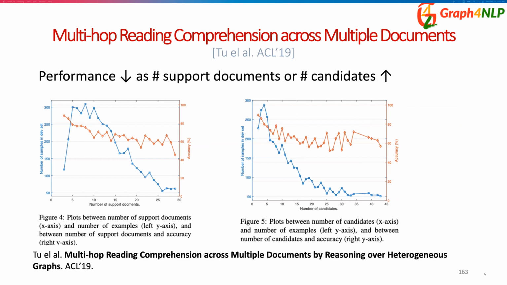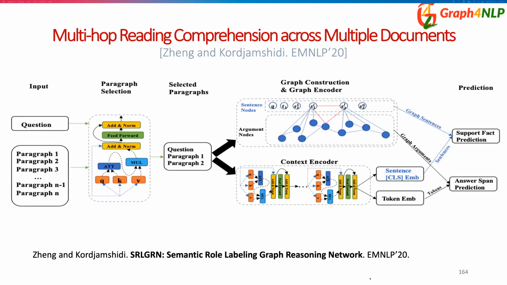So then we can also look at the model performance as the number of documents or candidates increases. Similar to what we have seen before, performance drops when the graph becomes more complex. This is very reasonable because more documents means more entities and a bigger graph, and it is more challenging for reasoning. So it's really the same issue. When the graph becomes more complex, it's just more challenging.